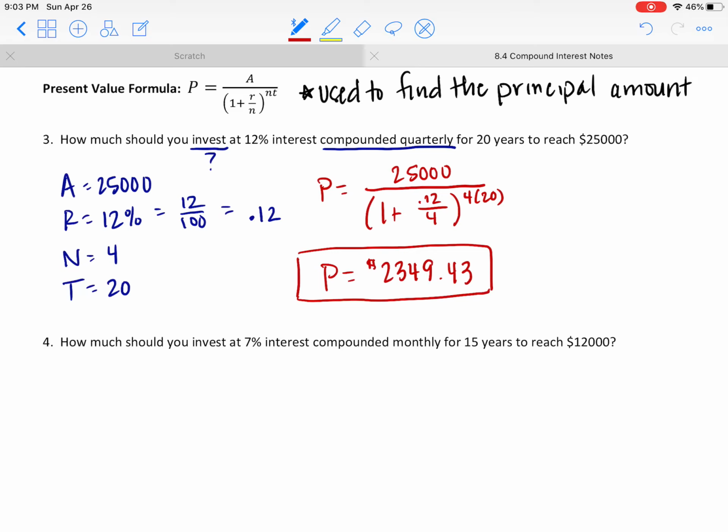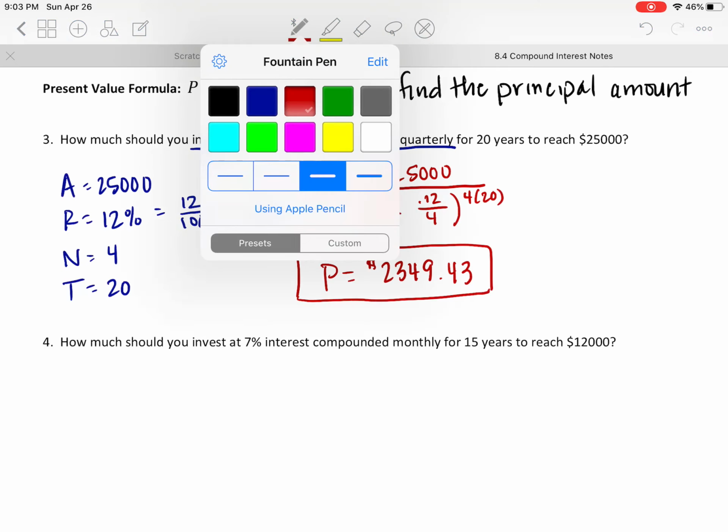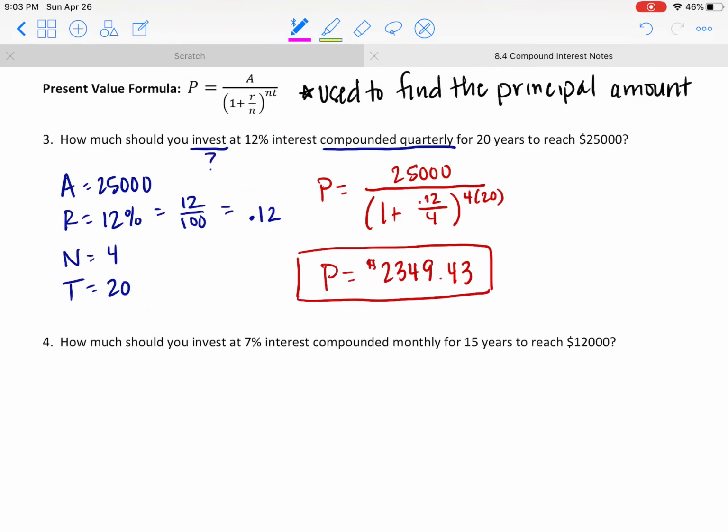Okay, so this means if we put $2,349.43 into this investment, and it sat there with a 12% interest rate compounded quarterly for 20 years, that $2,300 investment turns into $25,000 at the end of that 20 years. I don't know if that's really a reasonable rate. It's pretty hard to find an investment with a return rate of 12%, but imagine if you just let $2,000 sit there, eventually you have quite a chunk of change.